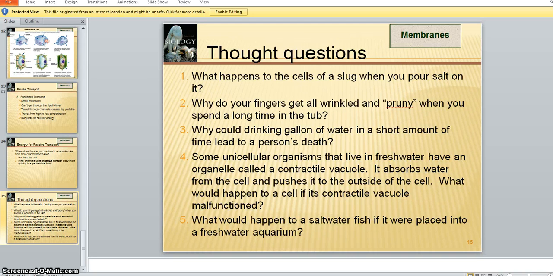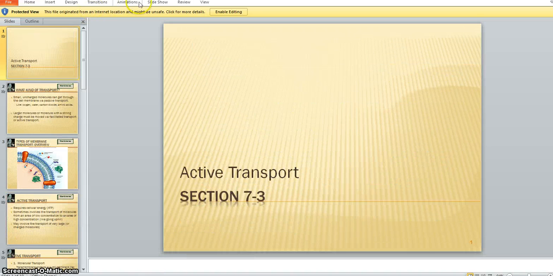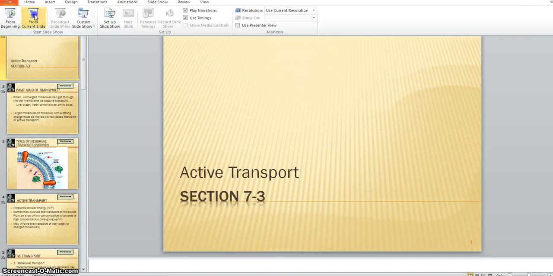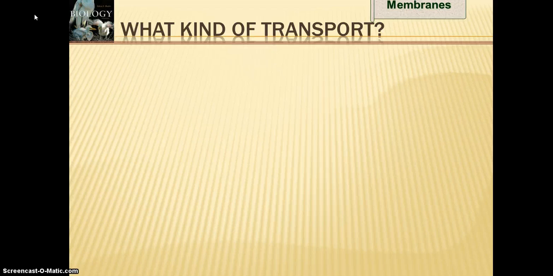Now we're going to move on to our next type of transport, which is active transport. So we're still in section 7.3, and these are going to obviously be a little different than passive transport. So let's talk about this just a little bit. First off, you have to know how certain molecules get moved, because the cell would obviously rather move things passively because it doesn't require any energy. But sometimes things have to be moved through with active transport.